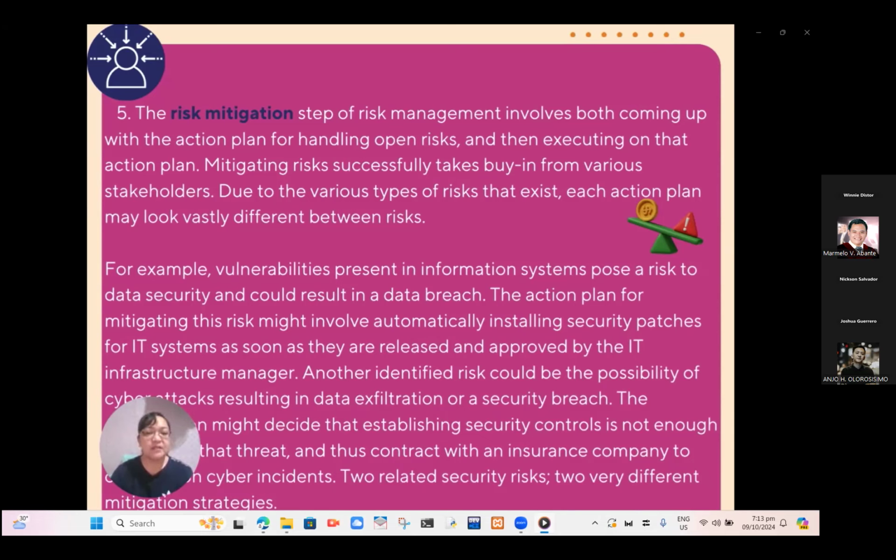For example, vulnerabilities present in an information system pose a risk to data security and could result in a data breach. The action plan for mitigating these risks might involve automatically installing security patches for IT systems as soon as they are released and approved by the IT infrastructure manager. Another identified risk could be the possibility of cyber attacks, resulting in data infiltration or a security breach. The organization might decide that establishing security controls is not enough to mitigate the threat, and thus contract with an insurance company to cover cyber incidents. Two related security risks, very different mitigation strategies.